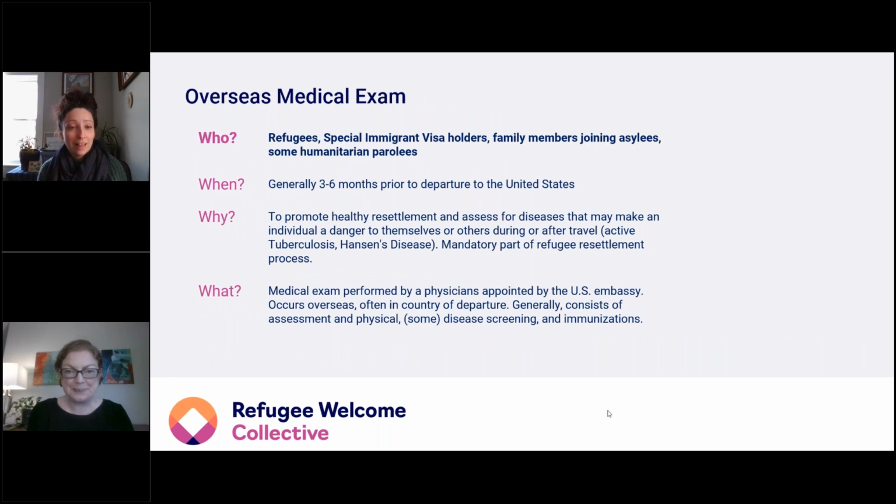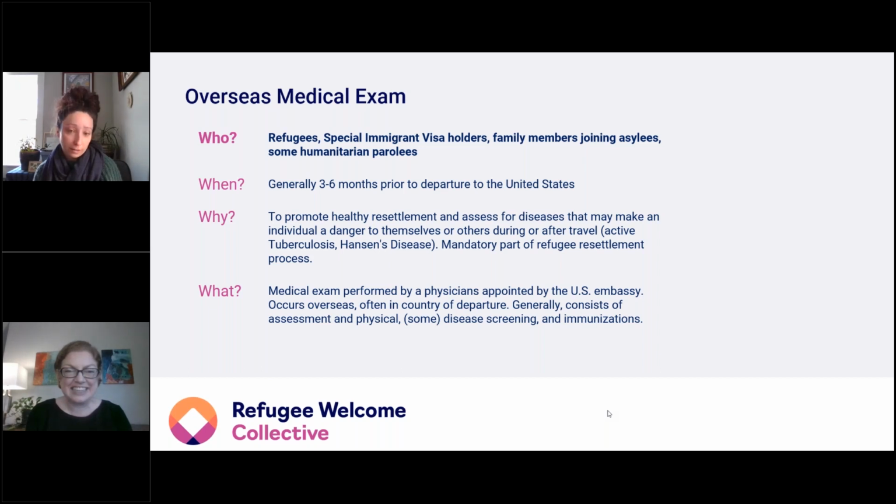Okay, so this part's going to be a little dry, but I think it's really important to know when you're in this world. There's 3 big medical touch points for a newcomer during a typical refugee resettlement journey. They are all a little bit similar in what's done during the exam, but they're all done at very different times and for very different reasons.